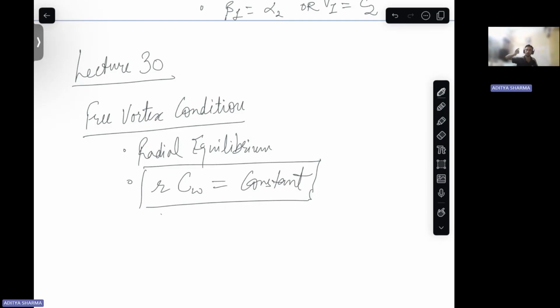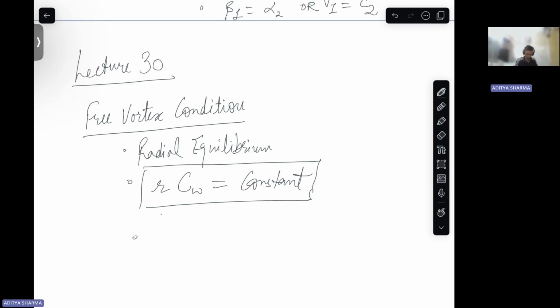In that case, you'll have to reduce the tangential velocity. So when you keep reducing the tangential velocity, then only your flow for this whole blade will be in radial equilibrium. This essentially is the meaning of this free vortex condition.